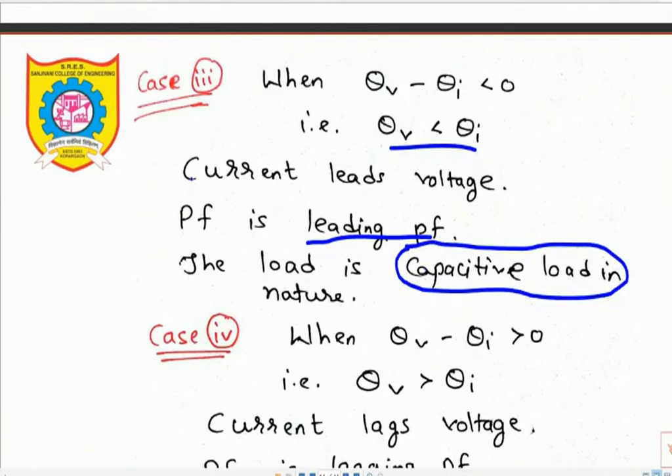And we always take current as the reference. We always say that current is leading or current is lagging. We never say that voltage leads, voltage lags. We always say that current leads voltage or current lags voltage. If current leads voltage, that means current has a greater angle than voltage, then current is leading the voltage and we have leading power factor. And nature of load is capacitive in nature.